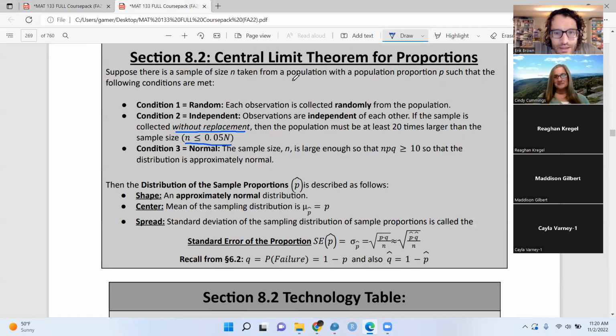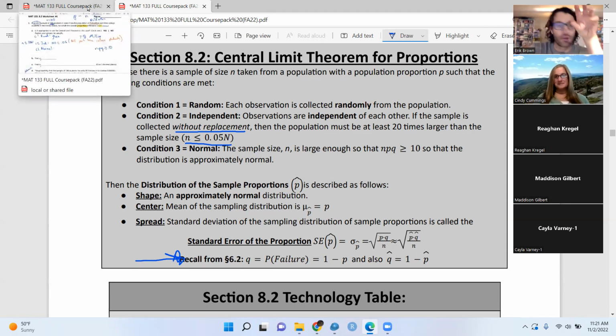So q is 1 minus p. Oh, here it says it back here. So these p's and q's are the same thing from a binomial distribution. And when we work with a proportion, that's exactly what it is. It's a binomial distribution because either the observation in the sample has the characteristic we're interested in, or it doesn't. So it becomes disjoint outcomes.